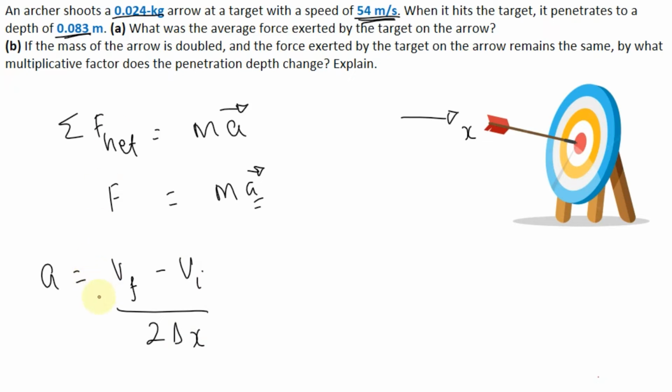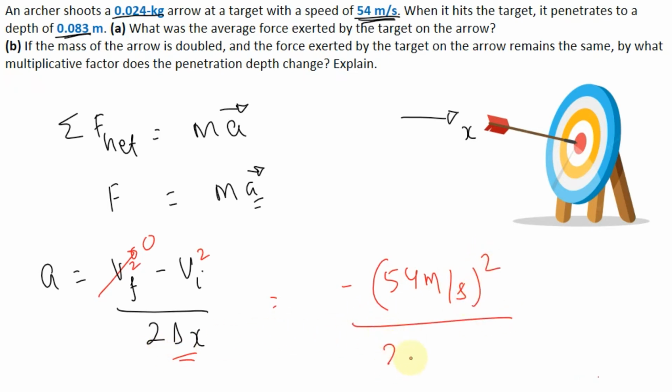Now the final velocity goes to 0, and the initial velocity we have is 54 meters per second, and this delta x is the penetration distance, which is 0.083 meter. If you put in the values, it should be squared. So minus vi squared, 54 meters per second whole squared, divided by 2 times delta x, which is 0.083 meter, and this value comes out to be 175.6, and the unit is meters per second squared.